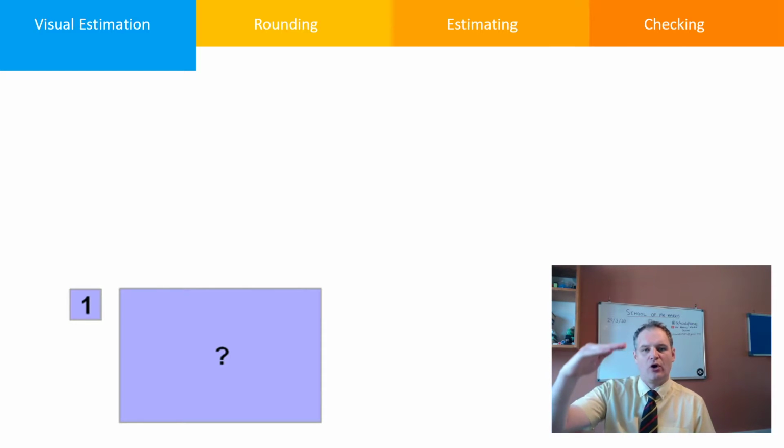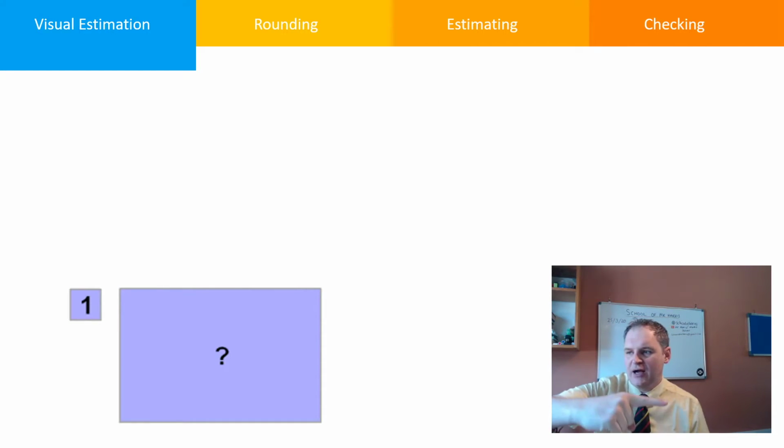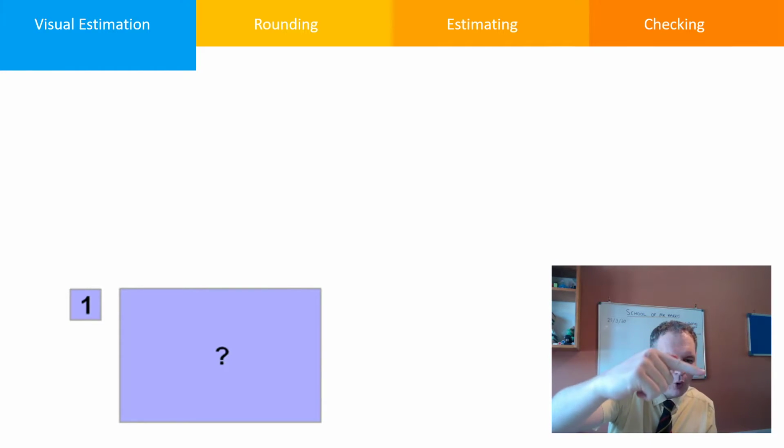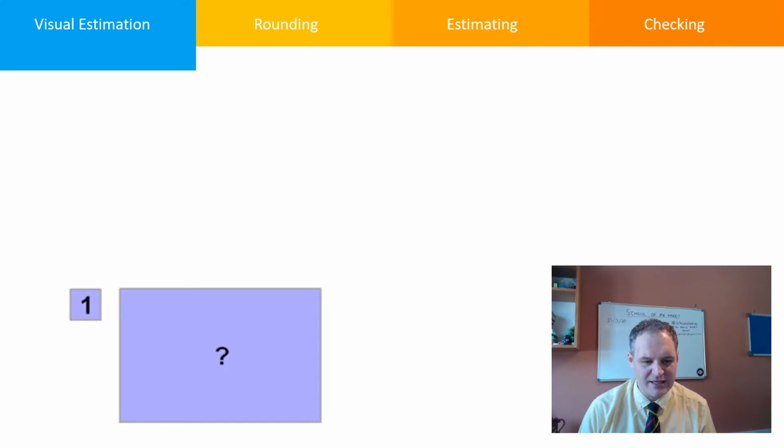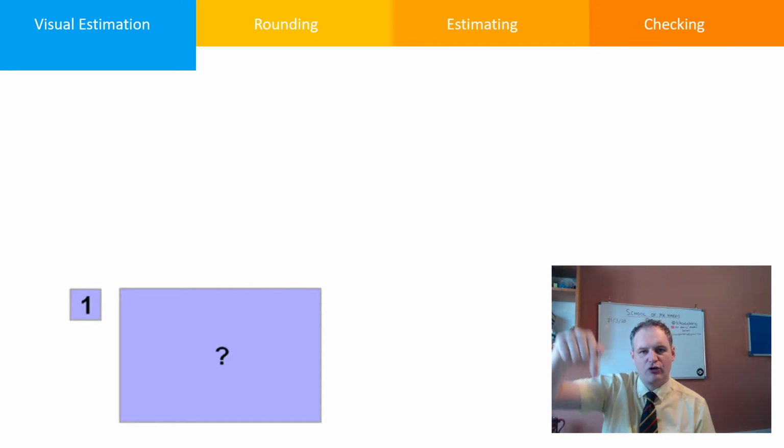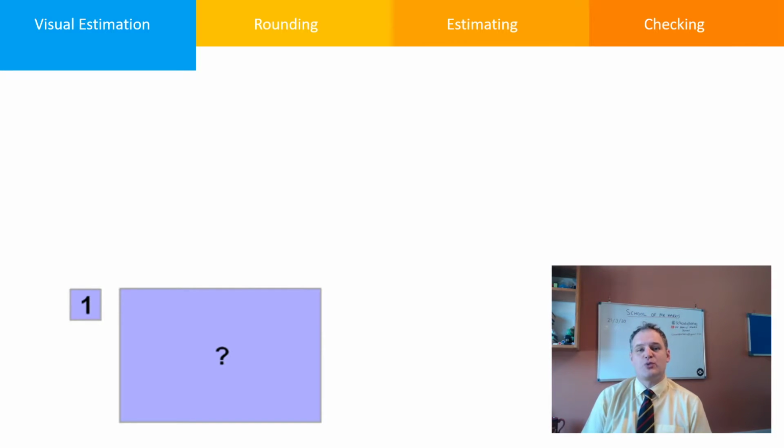Roughly speaking, we've got down the sides, I think if I point this way, it should work. There's roughly 4 down in height and 7 across the top. 4 7s are 28. So it's actually 28. But 26 is a very, very close estimate. And this is what visual estimation is all about.